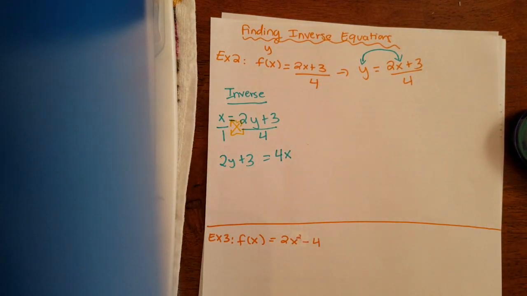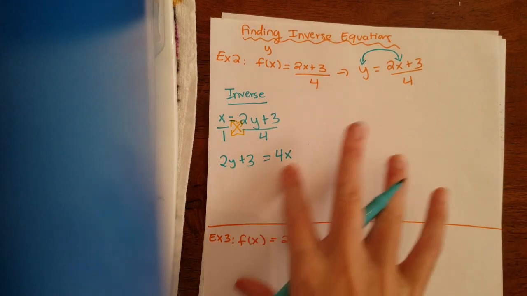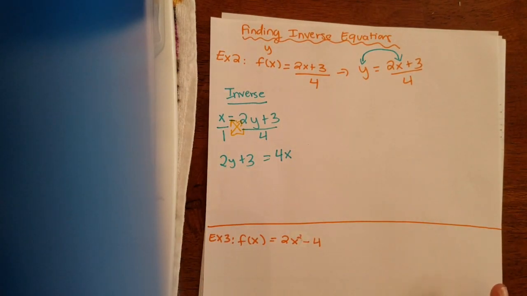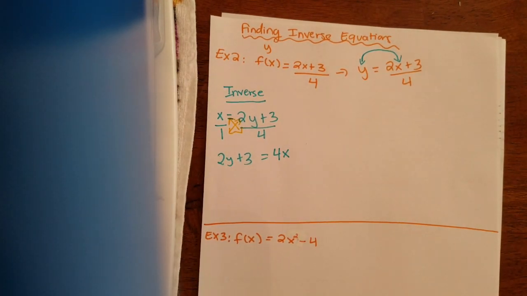So now our fractions have disappeared, and although our fractions are our friends, sometimes it's easier to solve when we don't have a fraction. So I've eliminated the fractions, and now I'm just going to get y on one side by itself, and then we will have solved for the inverse equation.